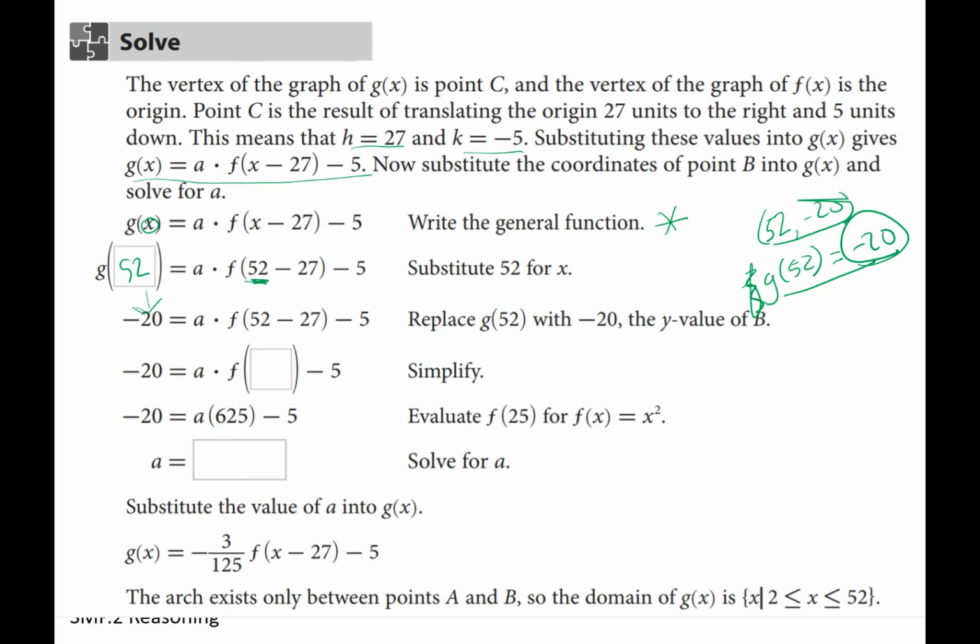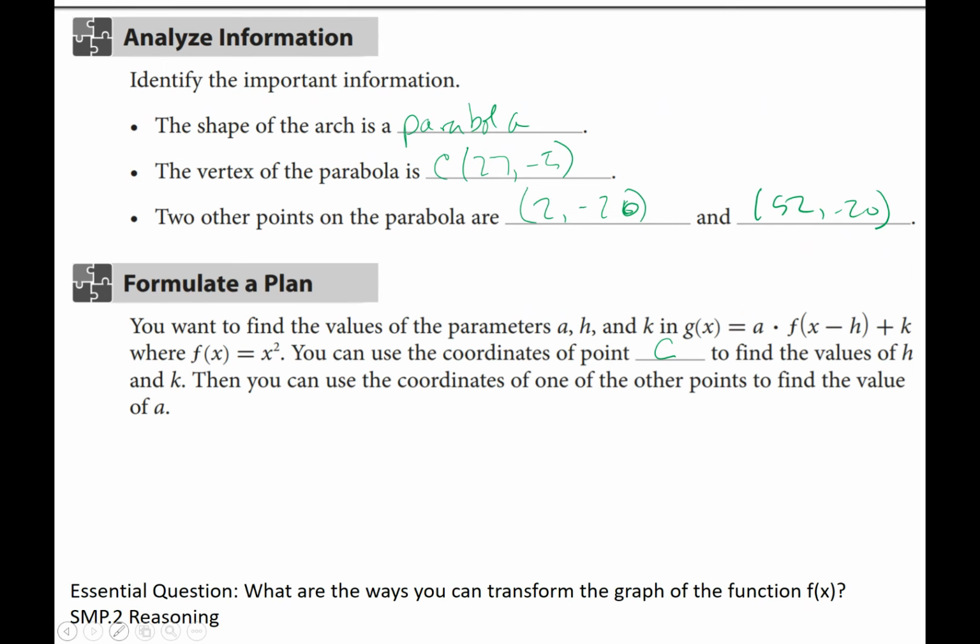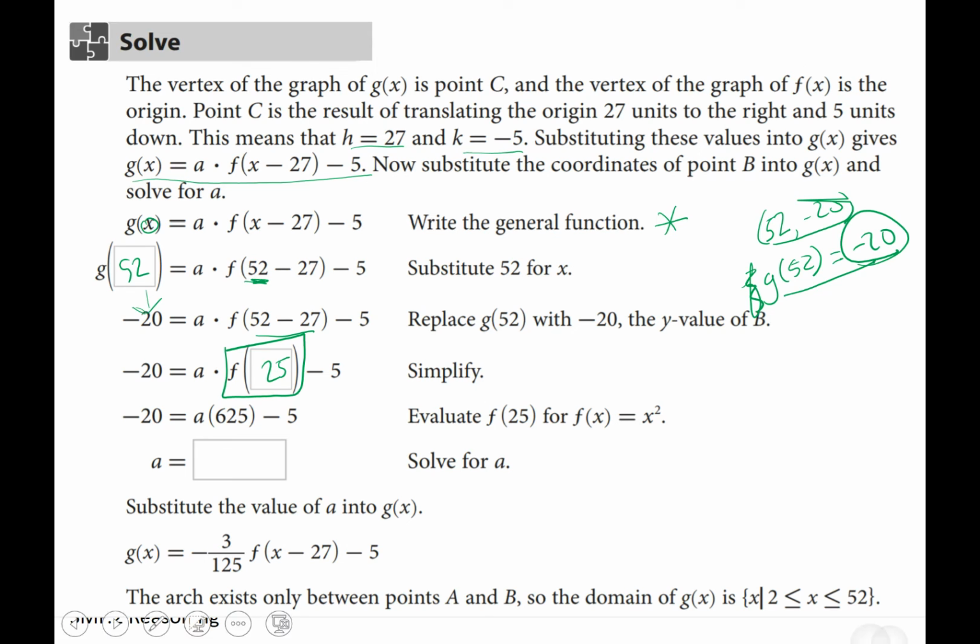And then the y value of B. So now we're going to do some arithmetic. So 52 minus 27 is 25. So now I need to find f of 25, and this is what's really kind of stinky about this. You have to know your f function, and we know our f function is back here, it's x squared. So we're going to apply that x squared to this. So that really means we're taking 25 and squaring it, which is 625.